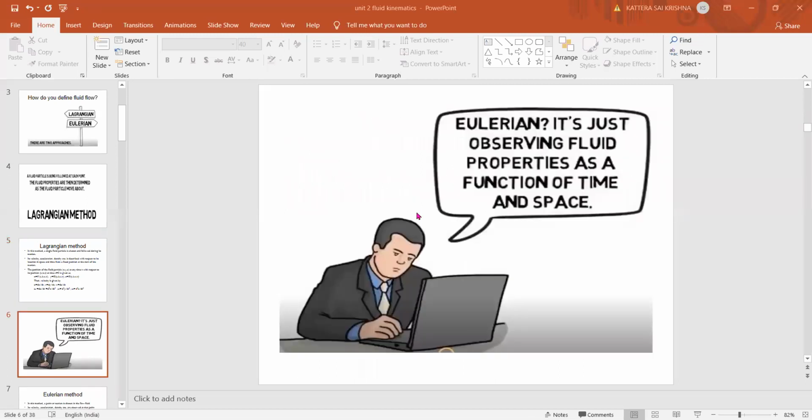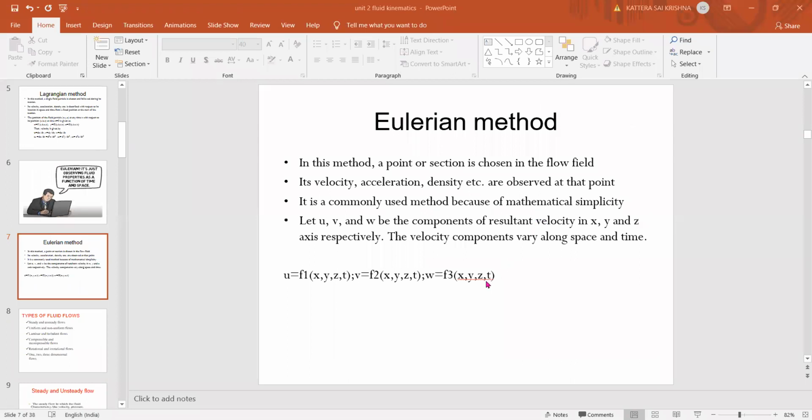Next, if you go for the Eulerian method, it is just observing fluid properties as a function of time and space. In this method, the velocity, acceleration, pressure and density are described at a point in the flow field. We will not go with respect to different positions. Only at a single point, we are going to find the velocity, acceleration, and densities. A point or section is chosen in the flowing fluid field, and its velocity, acceleration, density, etc. are observed at that point only.